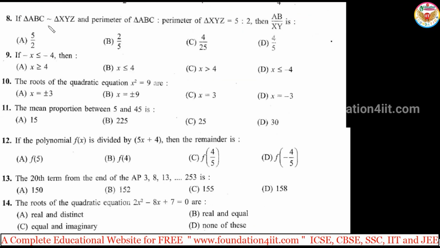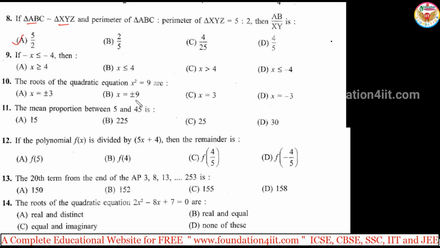Next one. Triangle ABC is similar to XYZ, and the ratio of the perimeter of ABC to the perimeter of XYZ is 5:2. Then AB divided by XY? Always remember the ratio of the perimeters is the same as the ratio of the corresponding sides. There is no change. The perimeter ratio of the first triangle to the second is 5:2, so the sides ratio is also the same, 5:2. So 5 by 2 it is.